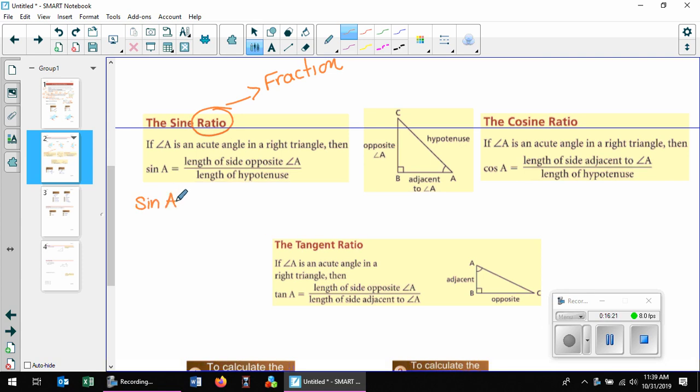Sine of the angle A is equal to the opposite side divided by the hypotenuse. I'm just abbreviating. When we abbreviate sine, we're going to use the first three letters, S-I-N. And on your calculator, you also have a sine button.